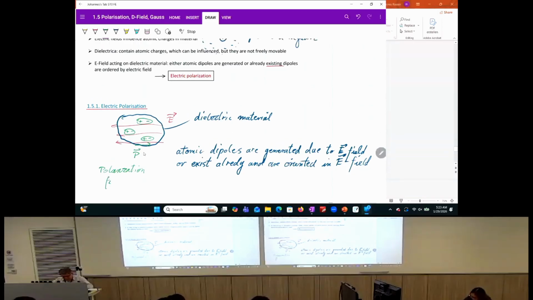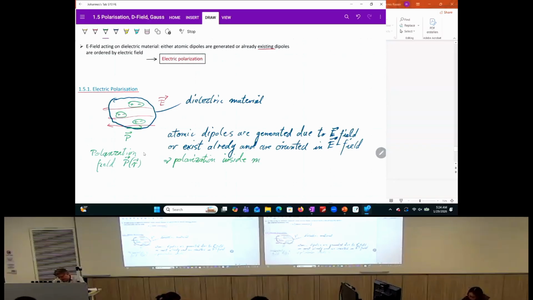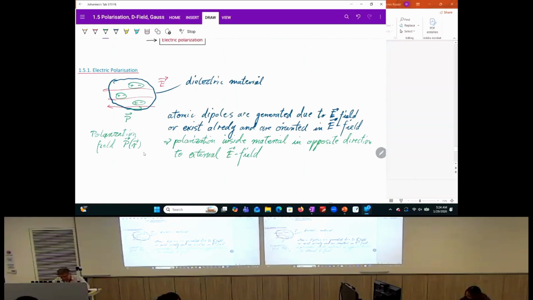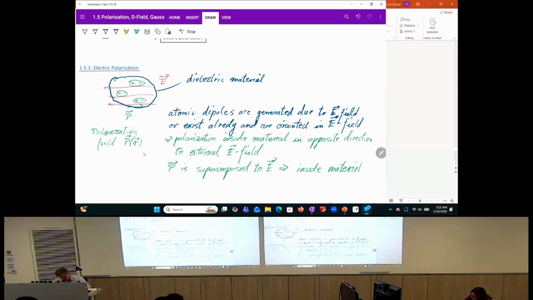You have a polarization field P of r. And this is counteracting, so it is in the opposite direction, opposite to the external E field. And this P, this polarization field, is superimposed on the electric field. So this is happening inside the material, right? Outside the material, there will be no effect due to the dipoles inside the material.